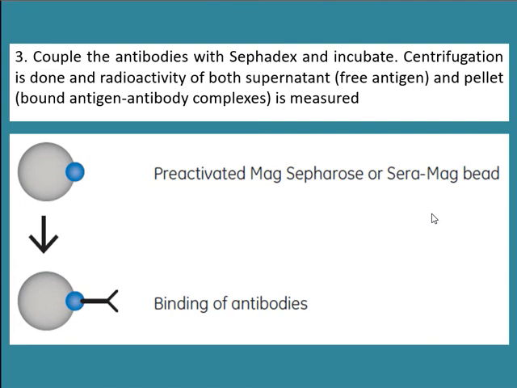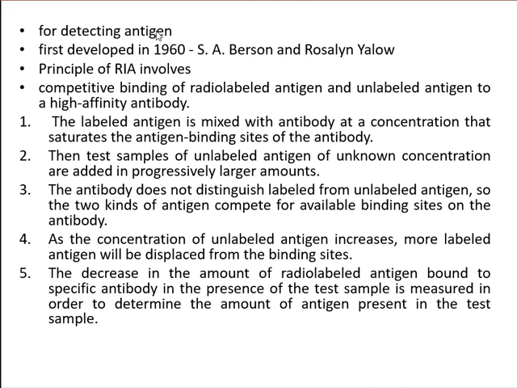So, what are you concentrating on? You are concentrating on the labeled antigen in the supernatant as well as the pellet by measuring the radioactivity. If there is more radioactivity in the supernatant, that means if there is more free labeled antigen displaced, then that means the patient's serum contained more antigen. If there was only less displacement, then that means the patient's serum contained less antigen. So, this is the basic principle behind radio-immuno-assay. So, it is used for detecting the antigen.